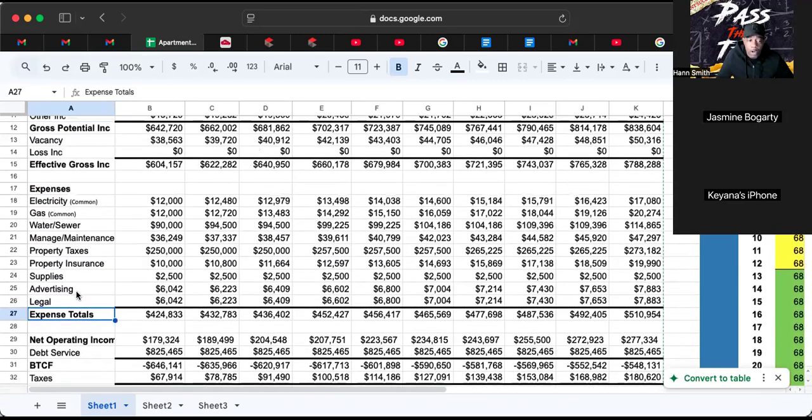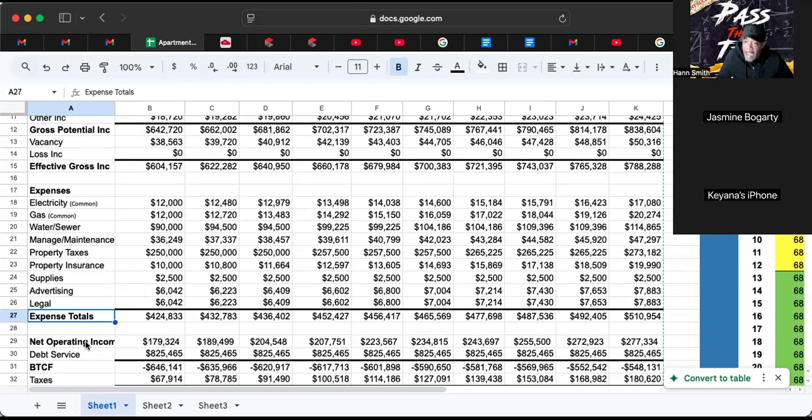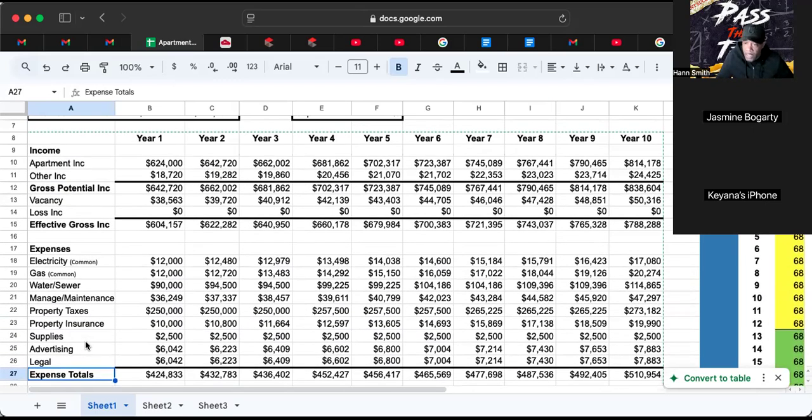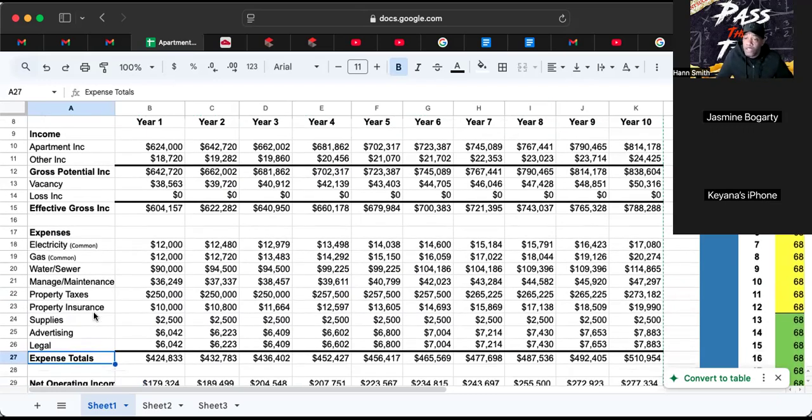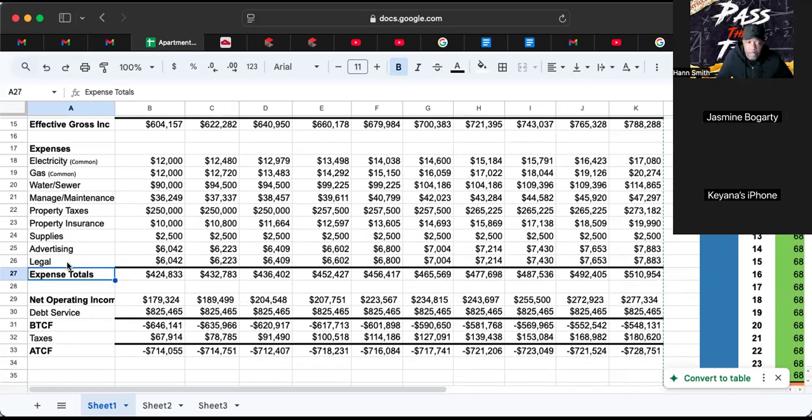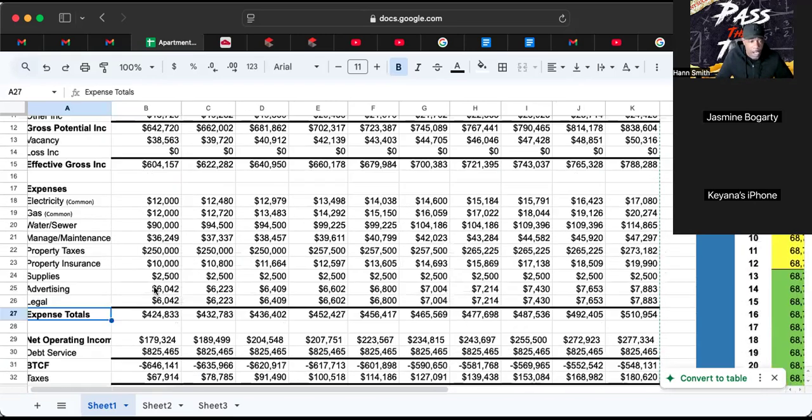So now we're going to come up with the net operating income. What does net operating income mean? It means the effective gross income minus all of the expenses that are associated with the building. That's what net operating income means. So in this instance, at the end of the day, after all of the expenses and everything is accounted for, this person has a net operating income of $179,324.